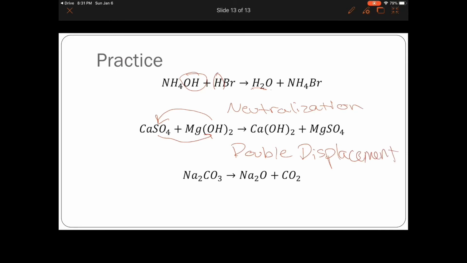All right, and for the last one, we've got Na2CO3, which makes Na2O plus CO2. So we have one reactant, which turns into multiple products. That would mean that this reaction is a decomposition reaction.